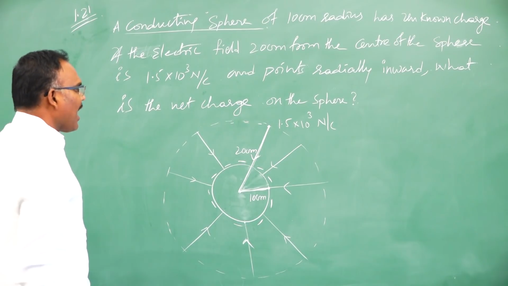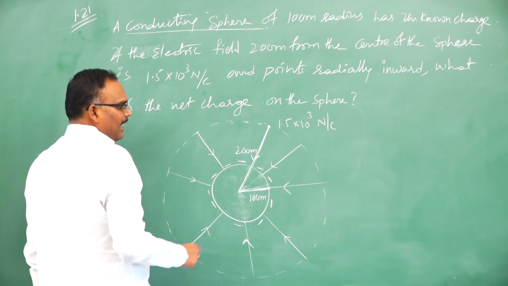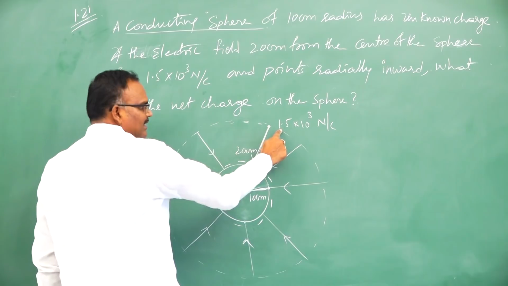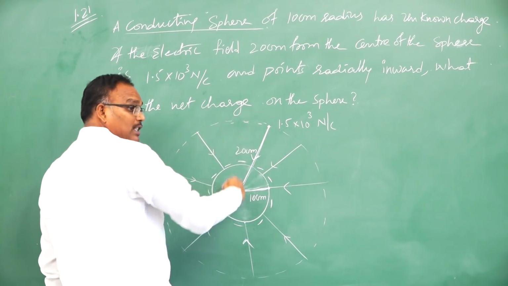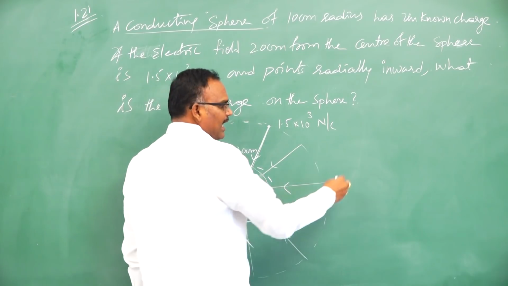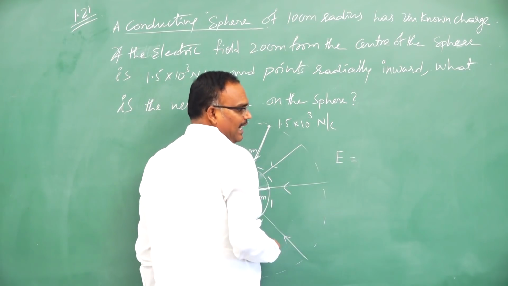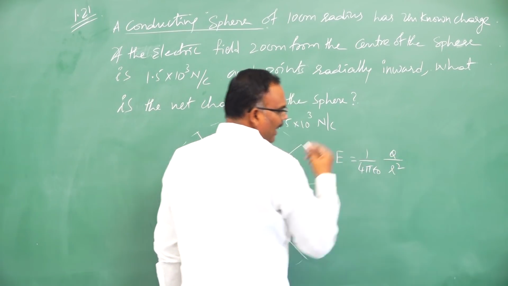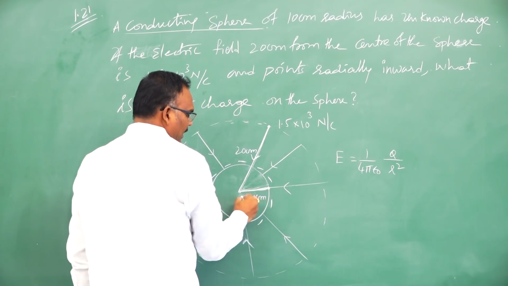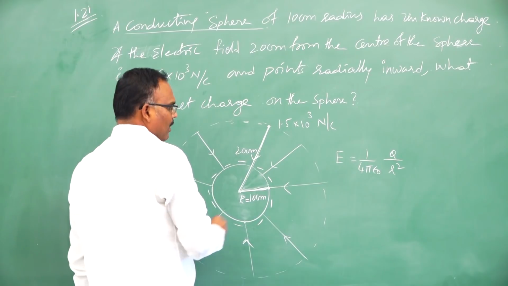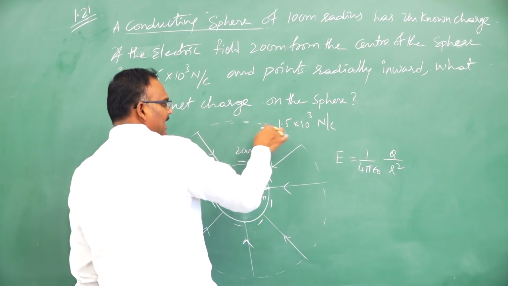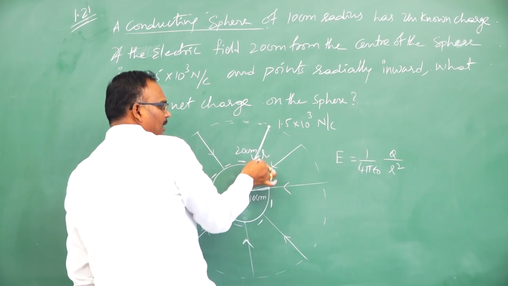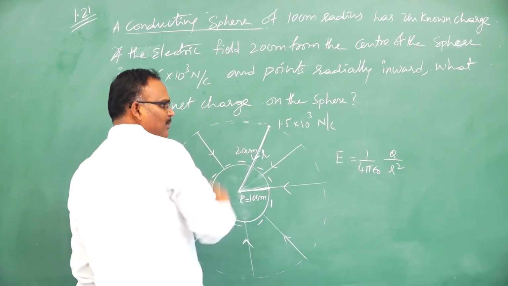So by using Gauss law, I will solve this. Here we know the electric field at 20 centimeters from the center of the sphere. That means I know the electric field at a point outside the sphere. We know the electric field expression at any point outside: E is equal to 1 by 4 pi epsilon naught q by small r square. Here capital R is the radius of the sphere. The point is at a distance small r from the center. Small r is greater than capital R. That's why I'll say the point is outside the sphere.